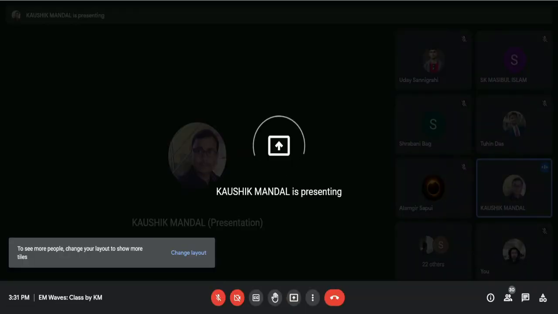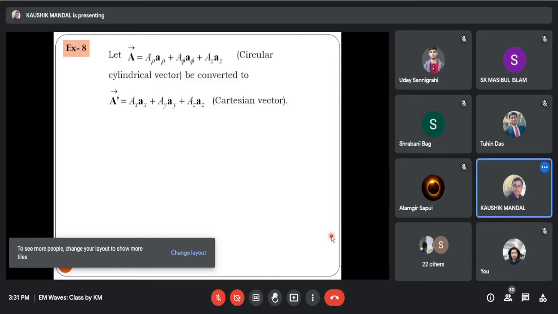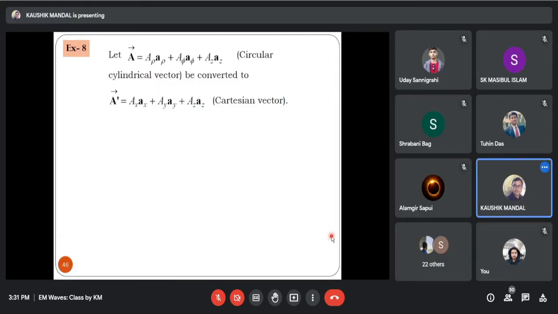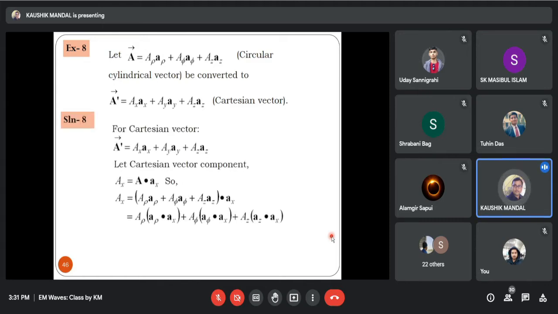into Cartesian form. So to convert into Cartesian format, we have to find out this ax, ay, and az. What will be ax? Ax will be A dot ax. Same process that we have applied in the previous case. A dot ax.